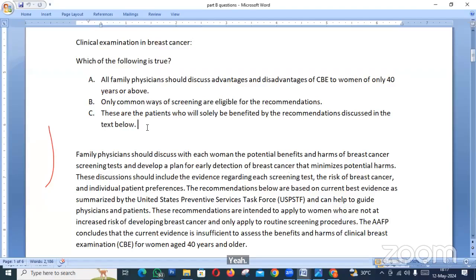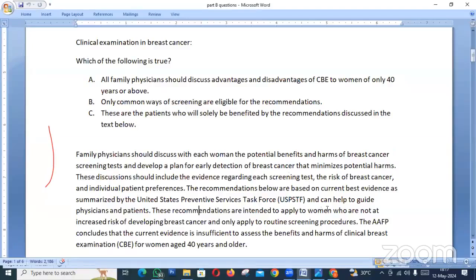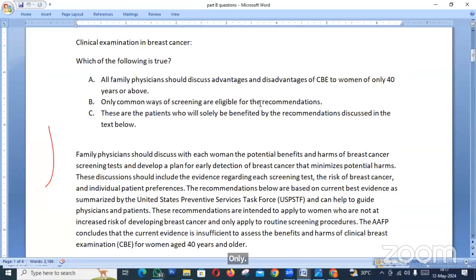I think so. Maybe I agree. Only common ways of screening are eligible for the recommendations. Okay, these recommendations that they have discussed here are intended to apply to women who are not at increased risk of developing breast cancer and only apply to routine screening procedures. The answer is only common ways of screening, so we can't say only for the routine screening procedure.